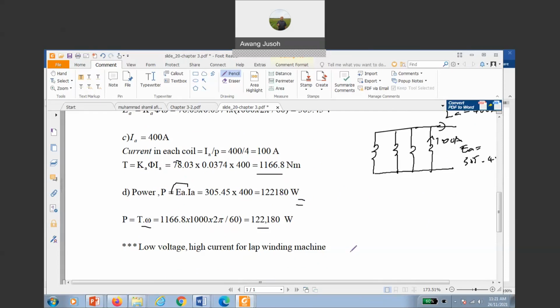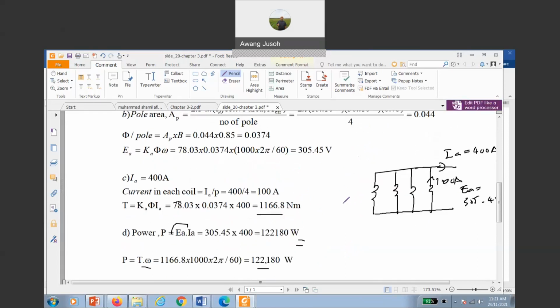And we found that in this machine, it produces low voltage and high current, because the bigger the number of parallel paths, the bigger the number of poles, then we get the bigger current produced, but with less voltage. The bigger the parallel path in the other winding type, the bigger the voltage and the lesser the current.